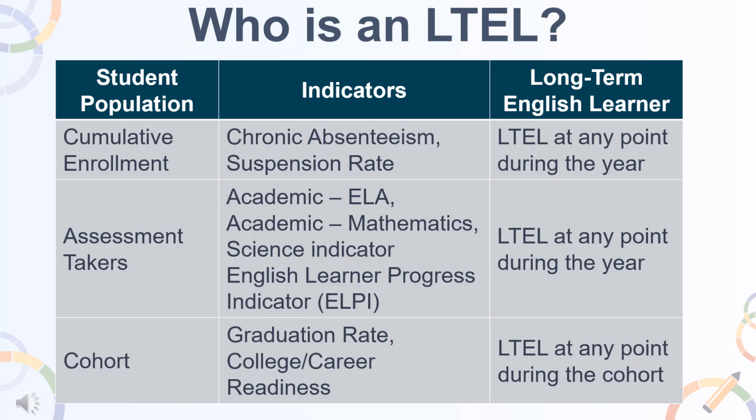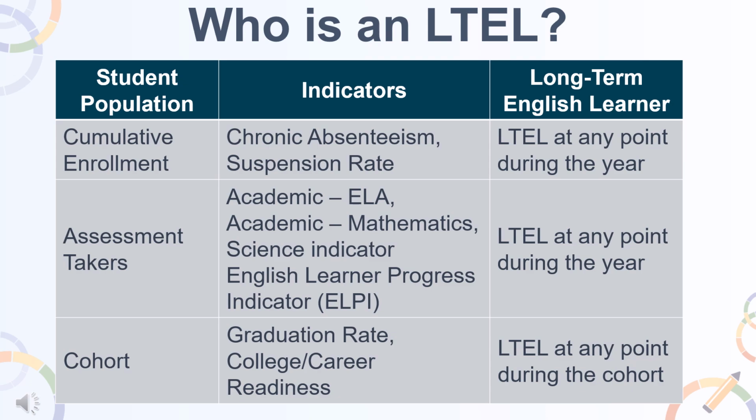So who is considered an LTEL student for reporting on the dashboard? Similar to the EL student group, who is an EL student can vary by state indicator. There are 3 distinct populations: cumulative enrollment, academic demographics, and cohort. The definition of who is an LTEL student is the same for the dashboard indicators that use cumulative enrollment and are assessment takers, which is they become an LTEL student at any point during this year. The cumulative enrollment covers the chronic absenteeism and suspension rate state indicators, while the assessment takers cover the academic indicator, ELA and math, the science indicator, and the English Learner Progress Indicator, or ELPI.